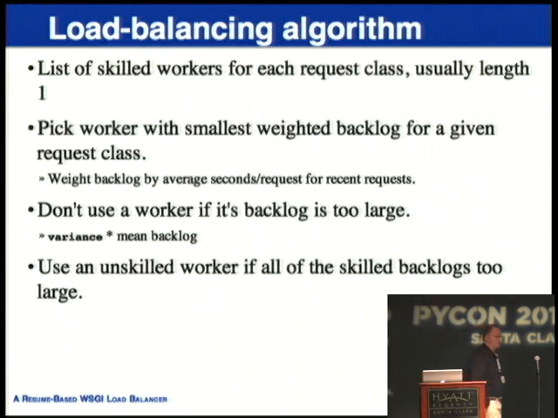So the load balancing algorithm is pretty simple. I've actually iterated on a number of different variations of this, but basically for each request class, there's a list of skilled workers, and for most request classes, that list is of length 1. We basically pick the worker with the lowest weighted backlog, where the weights are the worker's skill, which is essentially the number of requests per second that it's done in the past. A worker's backlog is the number of outstanding requests. If a worker's backlog is larger than the variance times the mean backlog of all workers, where the variance is a configuration parameter, then we give the work to some other worker.